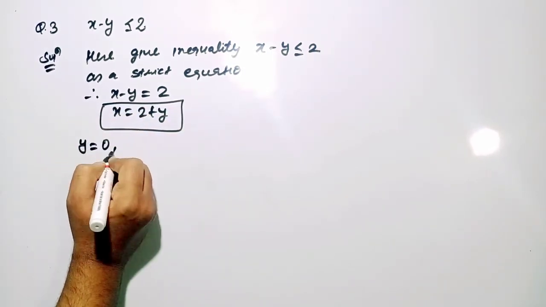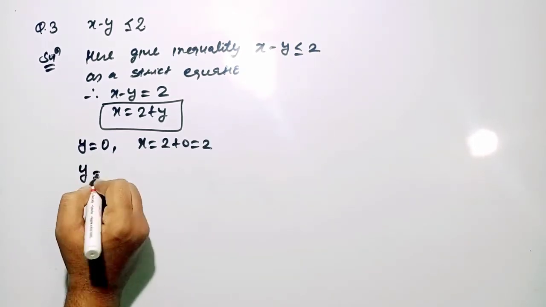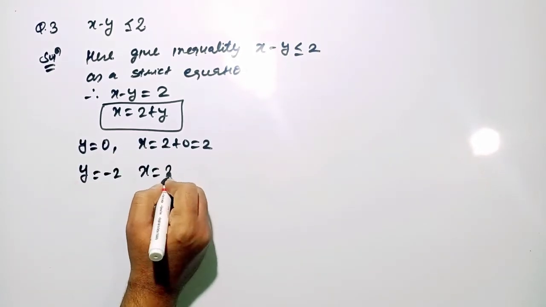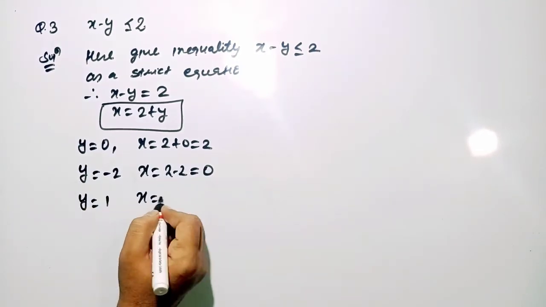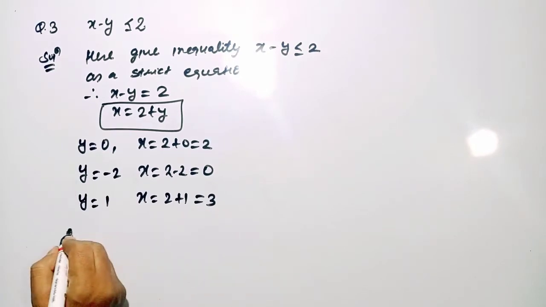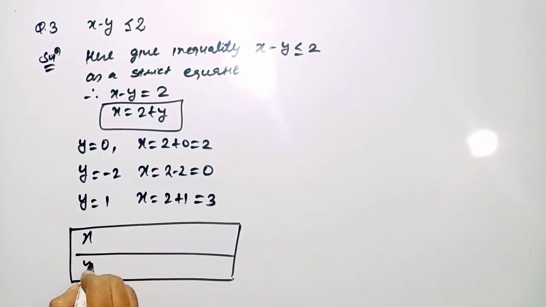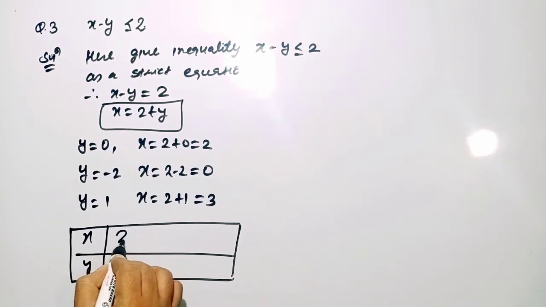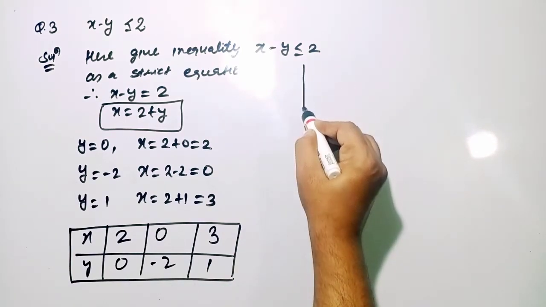Now getting the solutions, considering y is equal to 0, so x is equal to 2 plus 0 is equal to 2. Y is equal to minus 2, so x is equal to 0. Y is equal to 1, so x is equal to 3. Okay, tabulating the points over here, the point of x and point of y. So the points are (2, 0), (0, minus 2), and (3, 1), right?